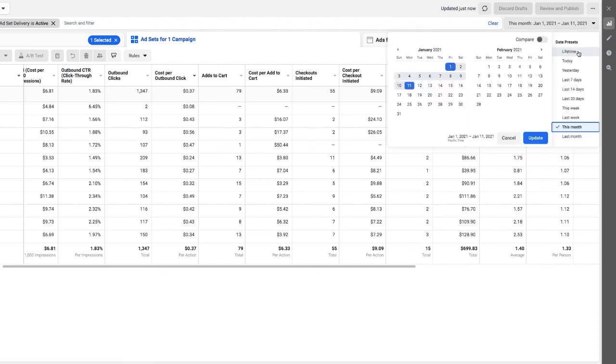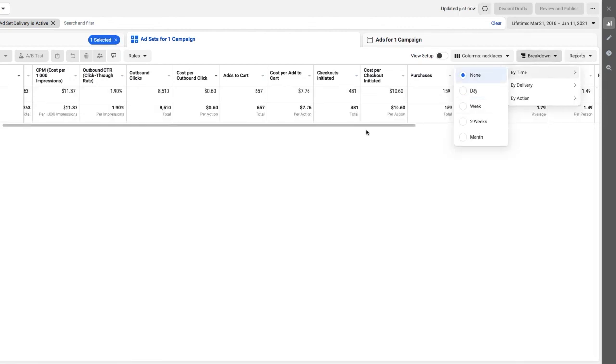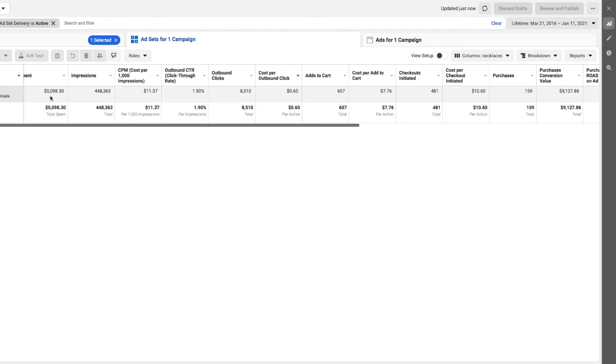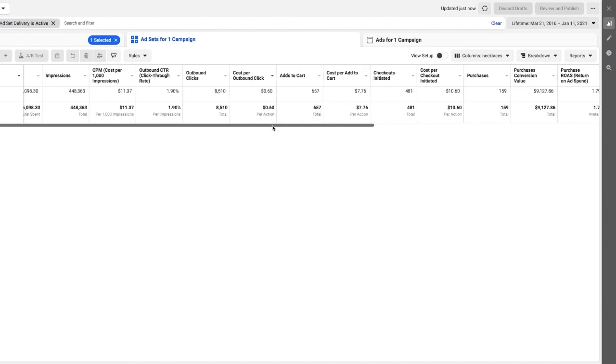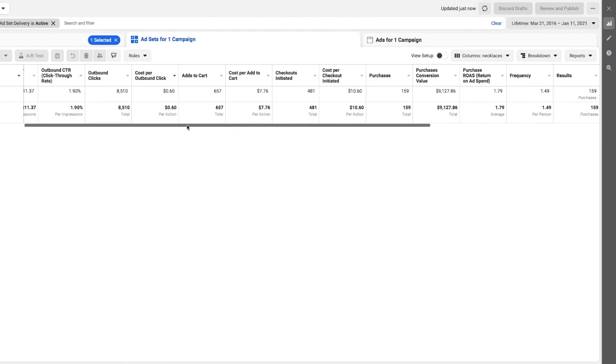Still, if I go back to lifetime on this particular ad set here, you'll see that I've spent 5,000 US dollars on it, just a little bit over, and I've still made back a little bit over 9,000. So the ROAS overall is 1.79 on that spend, which is not hugely profitable, but it is profitable. And at the end of the day, all profit is profit.